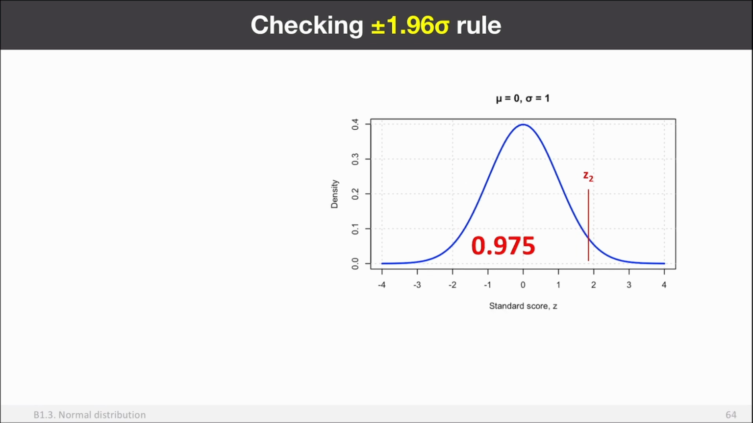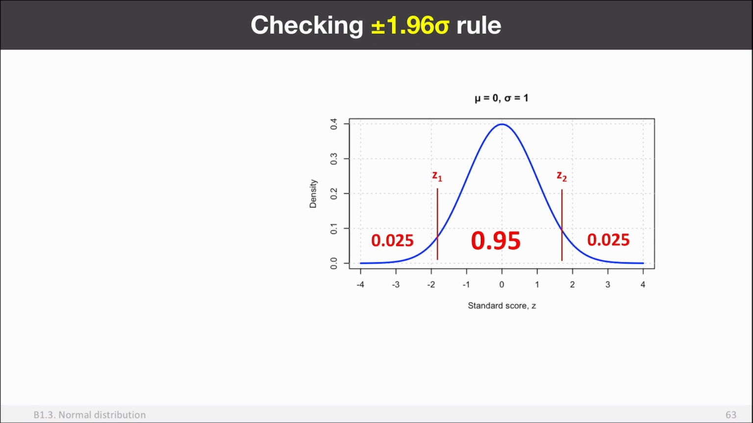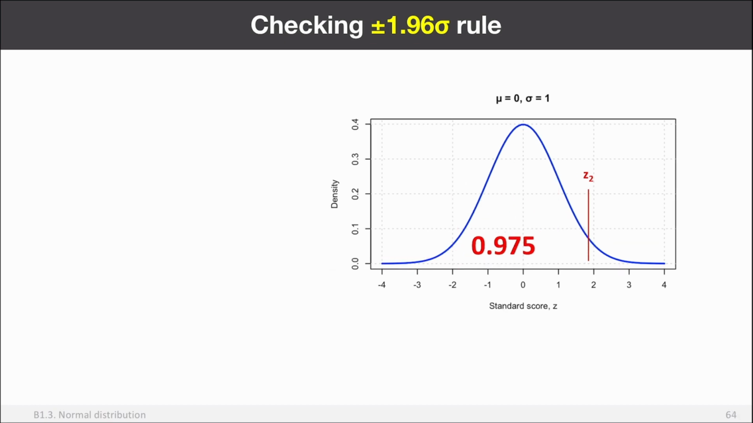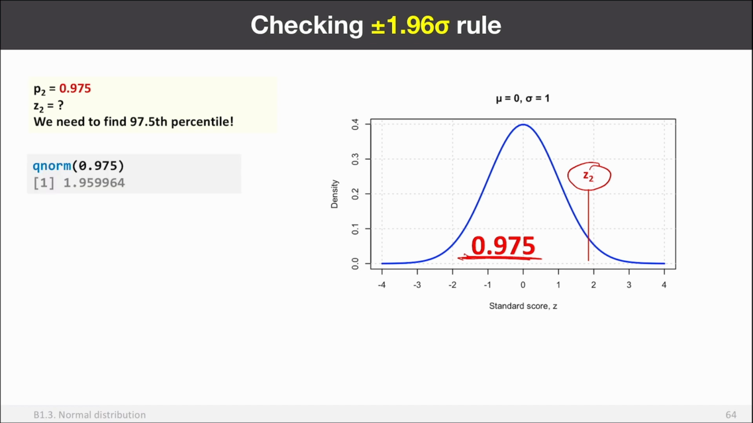Well, apparently, for the second value, you need to find all the area on the left. You remember that this is 95, this is 2.5. So together, how much do you have on the left of Z2? It's 95 plus 2.5, it's 0.975, right? So the probability for Z2 is 0.975. So we need to find the 97.5th percentile, right? So exactly we know what to do. We simply write Q norm with this value and we get plus 1.96 if you round it to 2 decimals.